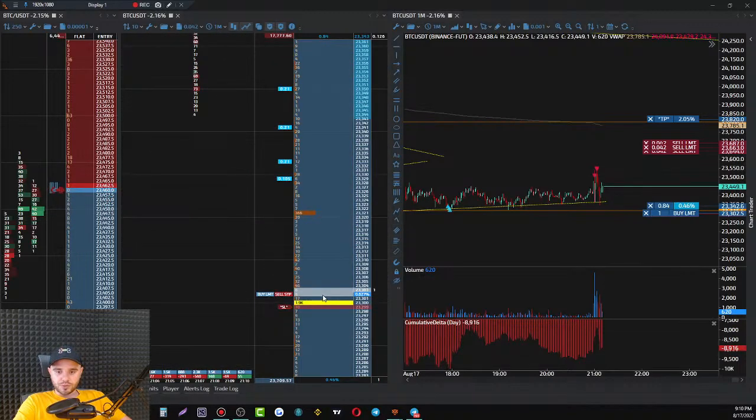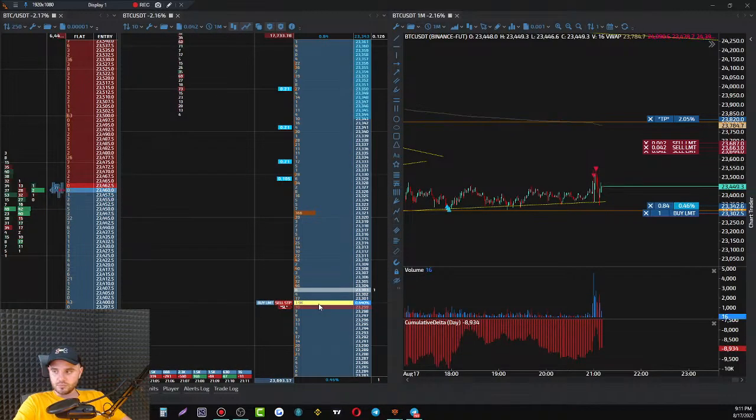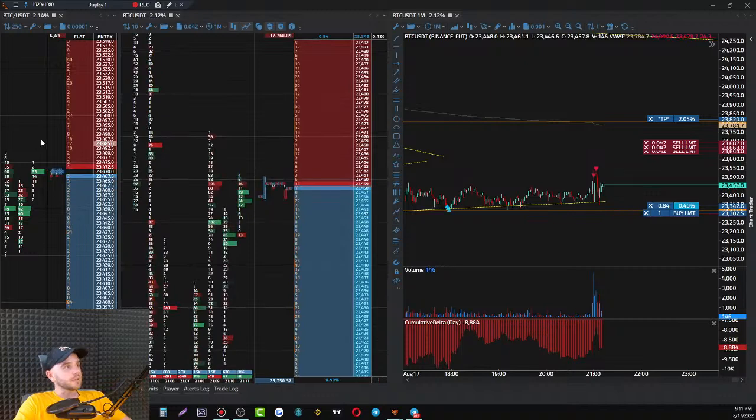First wall disappearing slowly. Now here there's still a wall, and they didn't move this wall. That's why I like this size. That's why I like that player, because they didn't move anything.